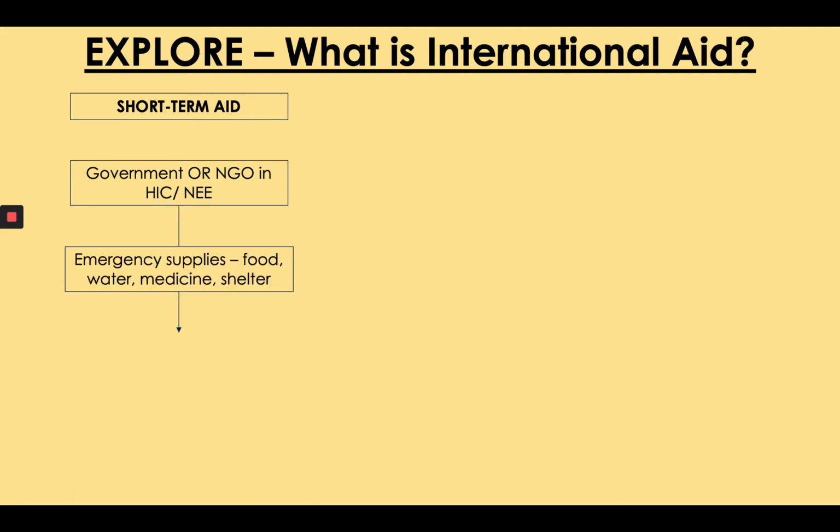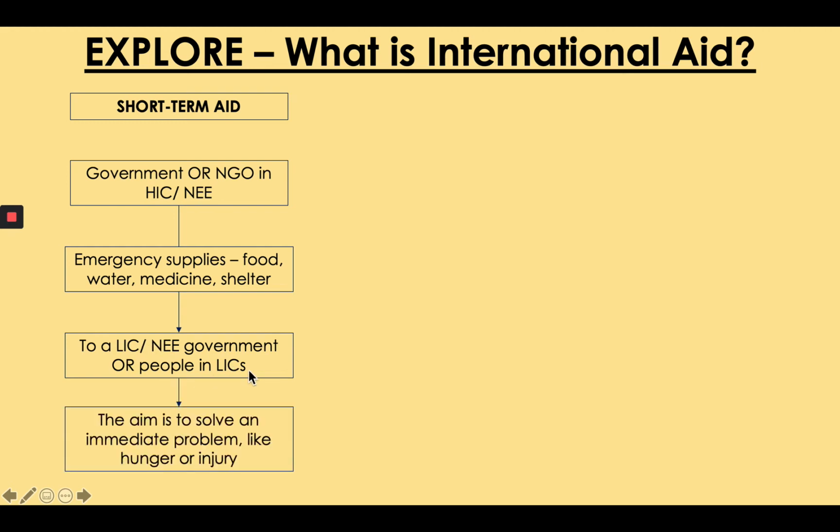Suppose there's an earthquake or a disaster in a country. The government or the NGO will give emergency supplies like food, water, medicine or shelter to an LIC or an NIC government or to the people directly in the LICs. And the aim of short-term aid is to solve an immediate problem like hunger or injury.